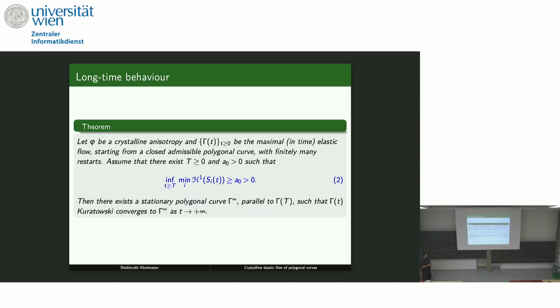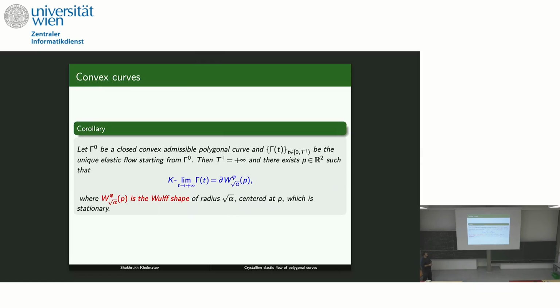But unfortunately, my flow preserves convexity. And here is the main difference from the Euclidean case. As you see, if I start with a convex admissible polygonal curve, so convex means all Ci equal to 1, it could have loops, but there are no zero curvature segments. In this case, the flow exists for all times.